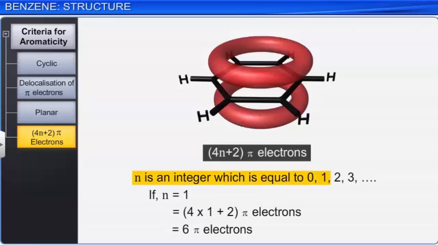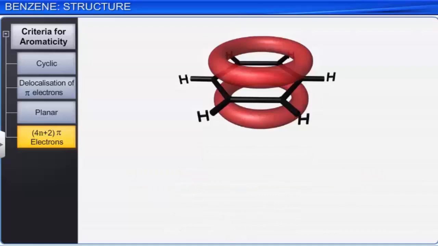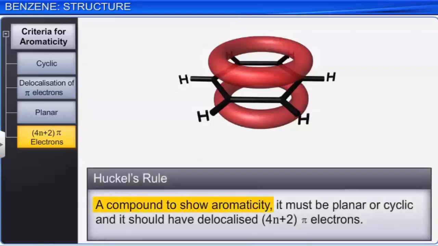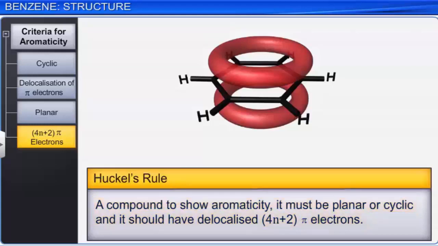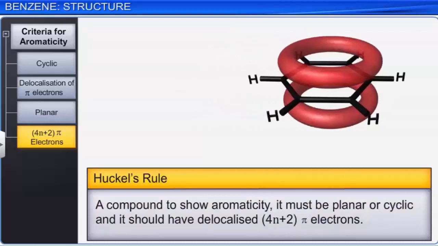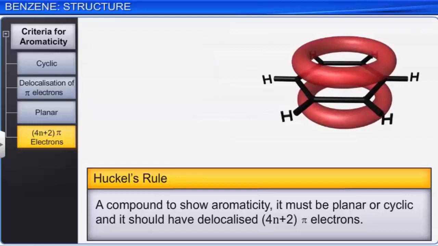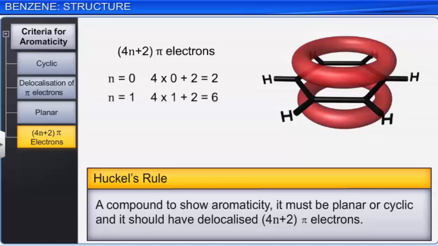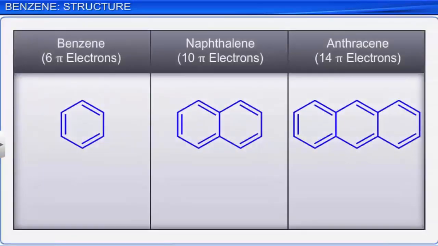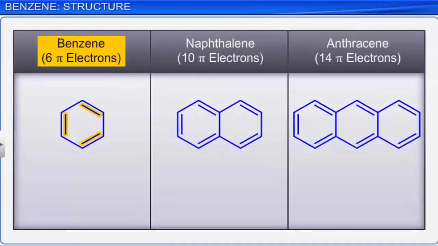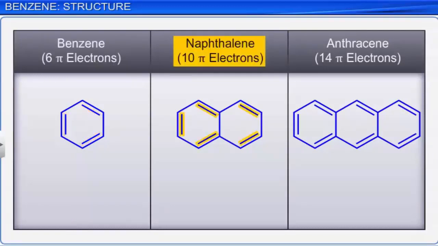This means, for a compound to show aromaticity, it must be planar or cyclic, and it should have delocalized 4n plus 2 pi electrons. This is known as Huckel's rule. Thus, according to Huckel's rule, the aromatic compounds should have a delocalized electron cloud of pi electrons, such as 2, 6, 10, 14 electrons. The examples of aromatic compounds are benzene with 6 pi electrons, naphthalene with 10 pi electrons, and anthracene with 14 pi electrons, when n is equal to 1, 2, 3, respectively.